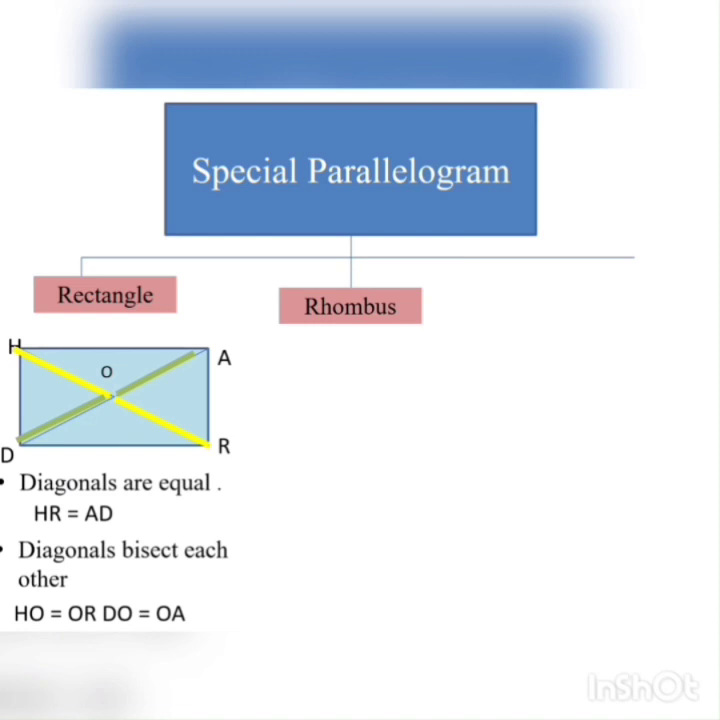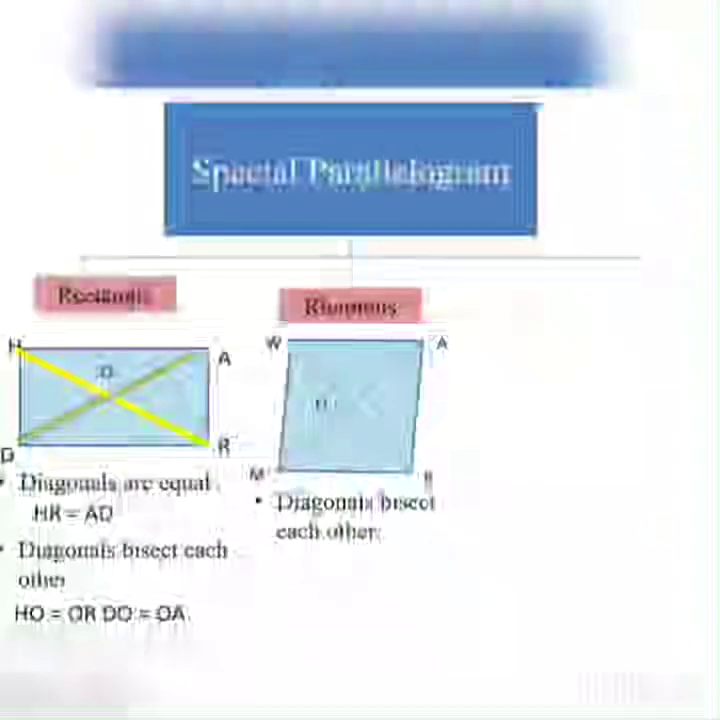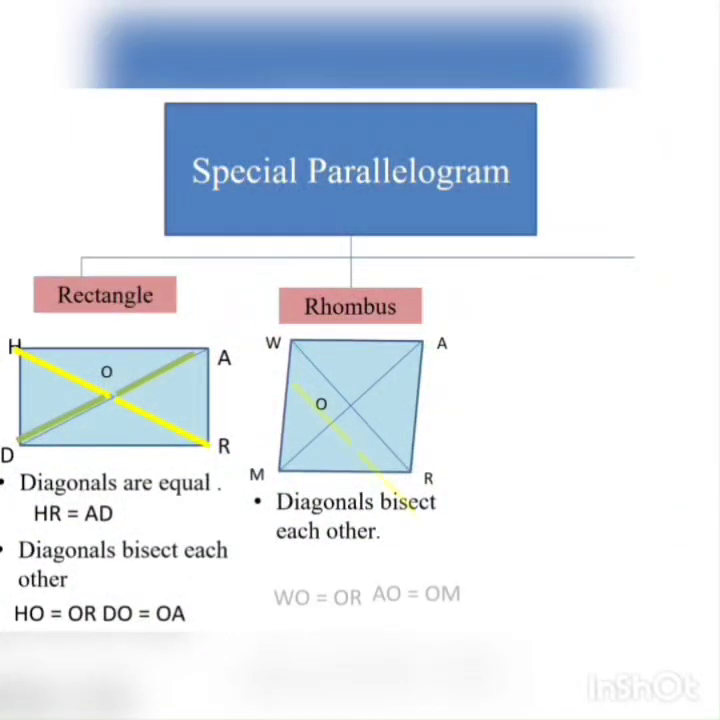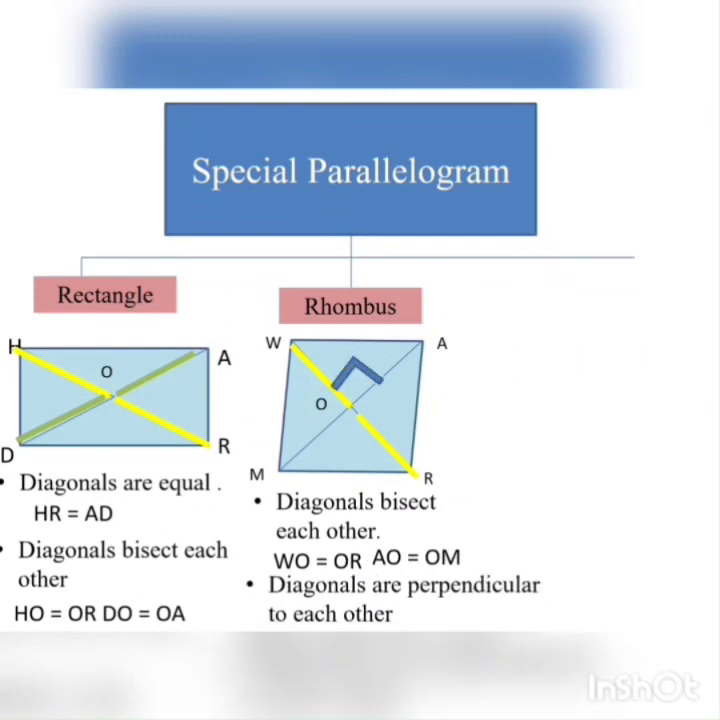A second parallelogram is the rhombus. Consider a parallelogram WARM. Here diagonals bisect each other. That is WO is equal to OR and OA is equal to OM. Diagonals are even perpendicular to each other. That means the measures of angle WOA, angle AOR, angle ROM and angle MOW are equal to 90 degrees.